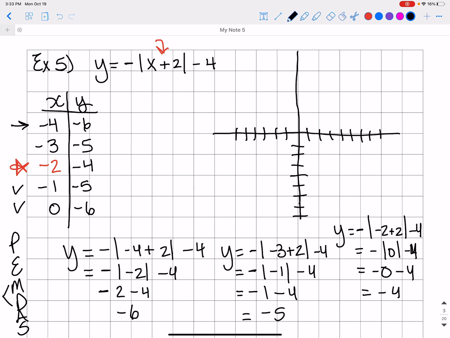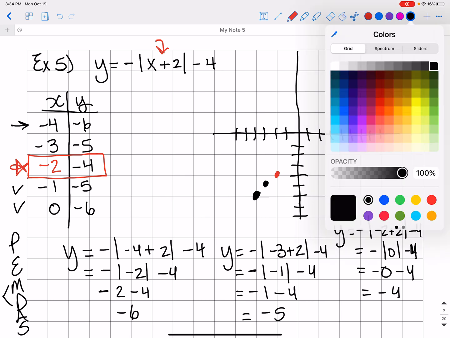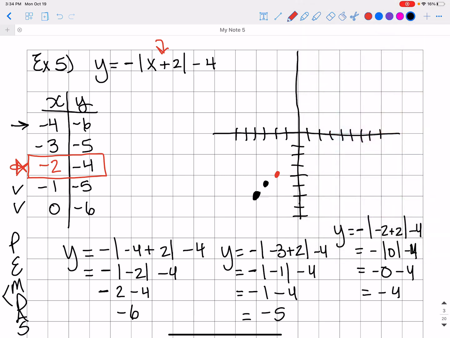All right, so we have the point negative 4, negative 6, which is right here. Then we have the point negative 3, negative 5. And then our vertex point, which is right here, is negative 2, negative 4. So if I do it right, this should be where my graph turns around and starts heading the other direction. So negative 1, negative 5 is right there, and then 0, negative 6 is right here.